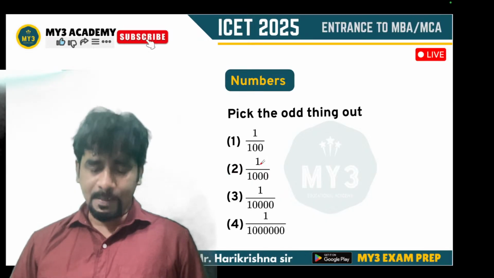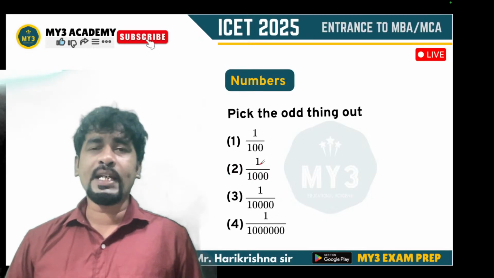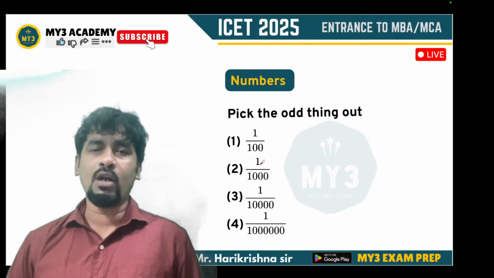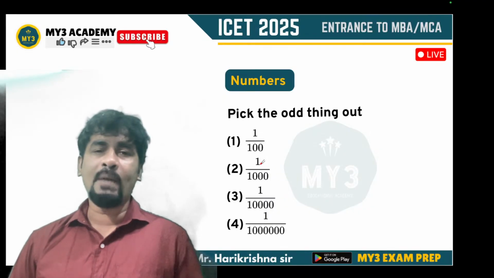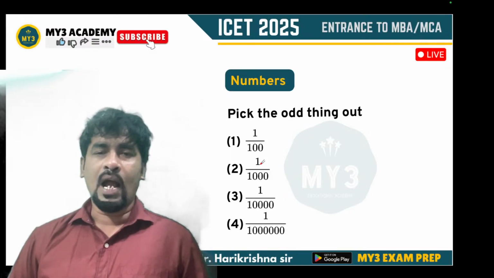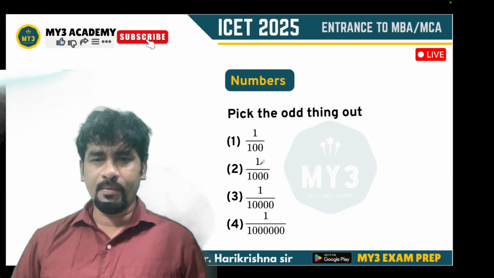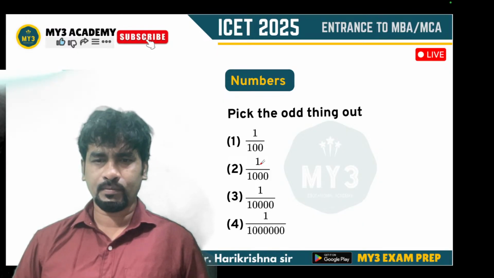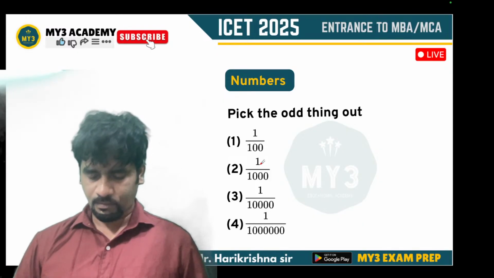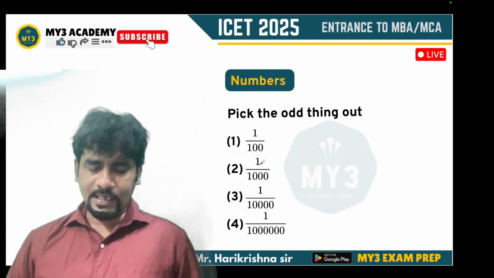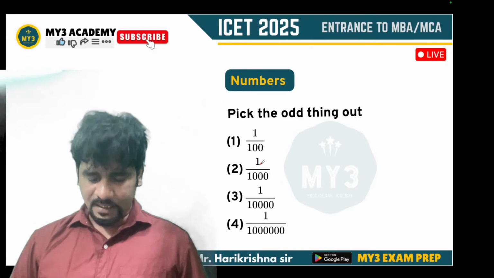And it's also a repeating question in the examination. What is odd man out? Pick the odd one out. 1 by 100, 1 by 1000, 1 by 10,000 and 1 by 10 lakhs. What is the odd man out? You can respond in the chat box, guys.